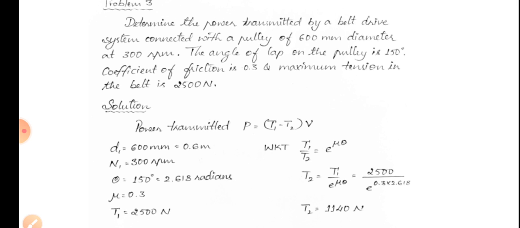So we will consider this as T1. T1 is given. Okay, what is he asking? He is asking to find out the power transmitted by the belt drive. So we know power transmitted is given by (T1 minus T2) into V, and the unit of power is watt.